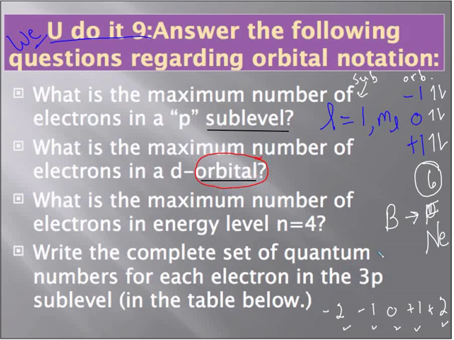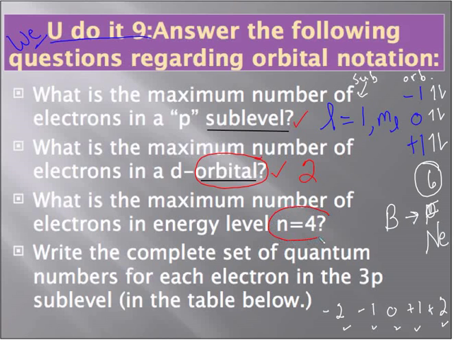And it doesn't matter whether it's a p orbital, a d orbital, an s orbital, an f orbital. All orbitals hold 2 electrons. And so really the question is digging in there to make sure you understand that difference in terminology.